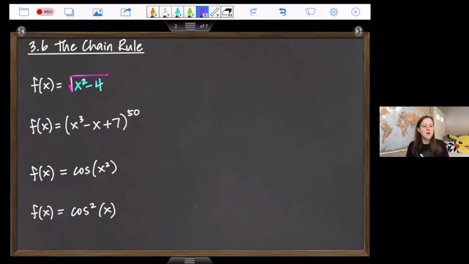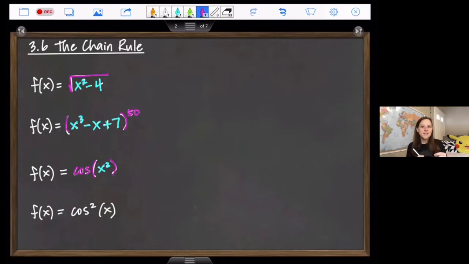Second one, x cubed minus x plus 7 to the 50th power. Our inside function is the polynomial. And the outside function is raising things to the 50th power. All right, so you can see the similarities between the third one and the fourth one. This is usually the hardest one to identify, which is inside and which is outside. So the cosine of x squared, that one probably most of us would get right, that the x squared is on the inside of the cosine function. So cosine is the outside function.